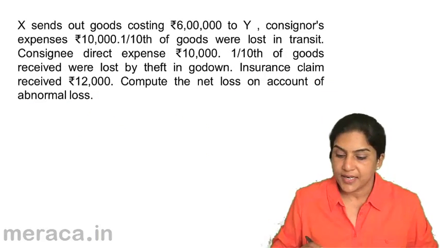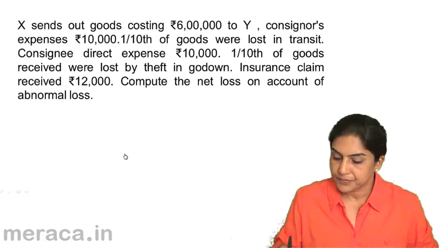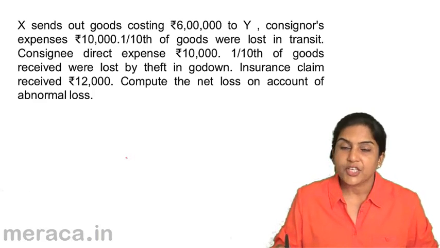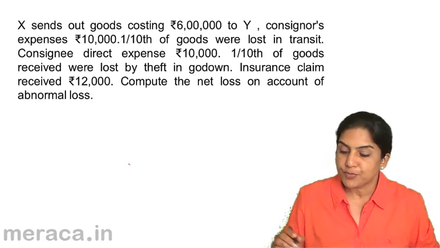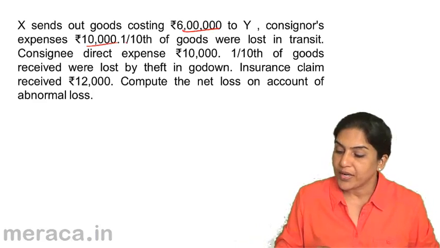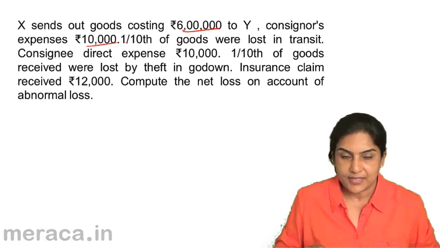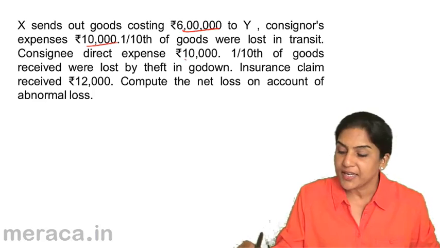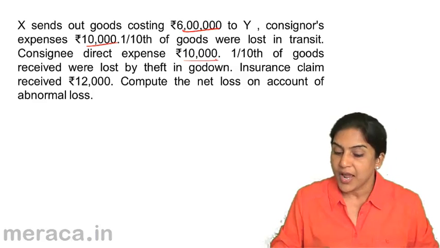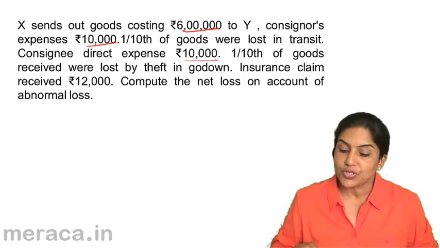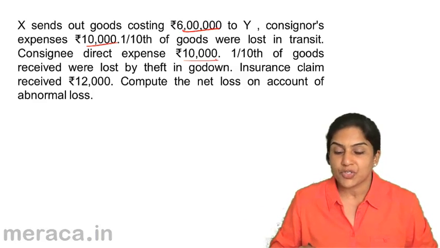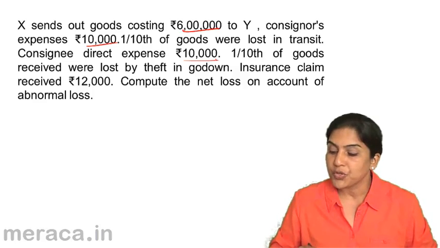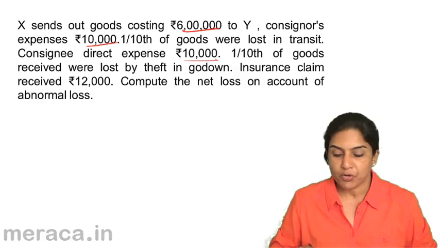Let us consider another example. Actually, it is a continuation of the same example. Let us see. X sends out goods costing 6 lakh to Y. Consignor's expenses 10,000. 1/10 of the goods lost in transit. Thereafter, there are consignee direct expenses of 10,000, and 1/10 of the goods received were again lost by theft in godown. Insurance claim now received is 12,000. Compute the net loss on account of abnormal loss.